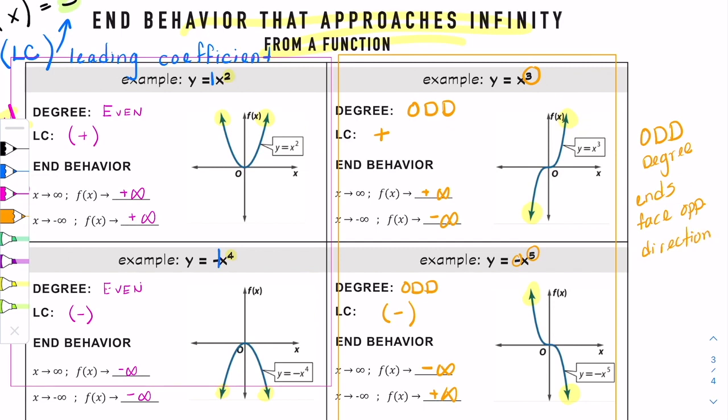Okay, so for odd degree functions, the ends face opposite directions. So one will head towards positive infinity, one will head towards negative infinity, but always opposite directions.